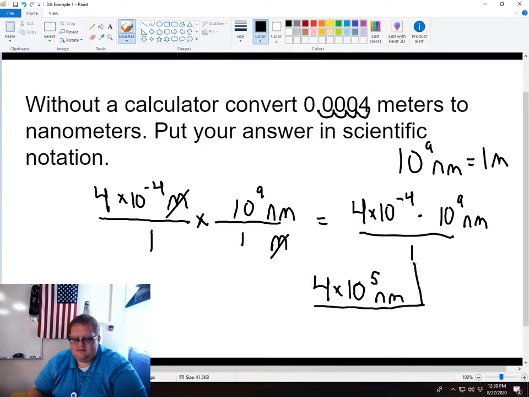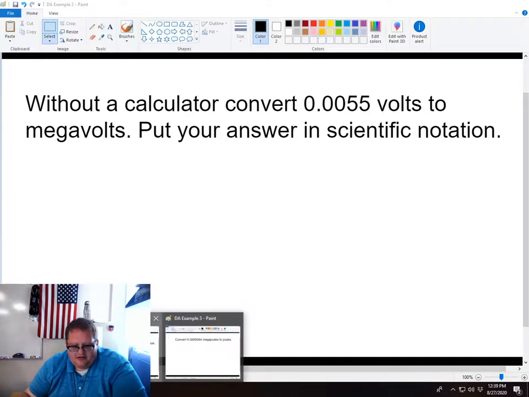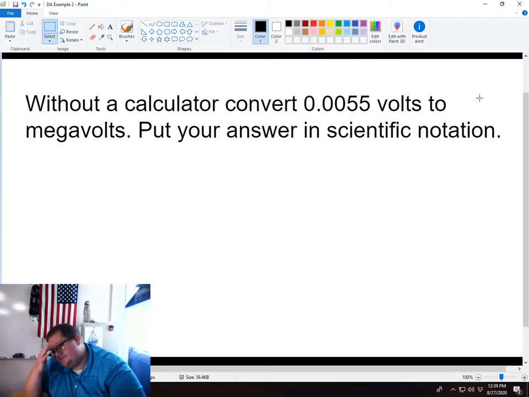And that's my answer. 4 times 10 to the 5th nanometers. Okay. I'm going to go to the next problem. It should be on the next slide, but I've just got a copy of it here so I can write on it. So once again, I would encourage you to try to start, at least do the first step. See if you can set this up, right?